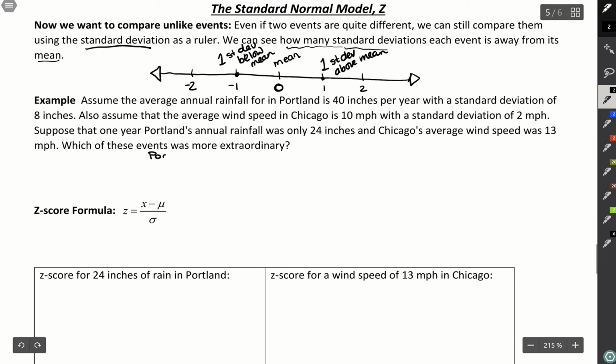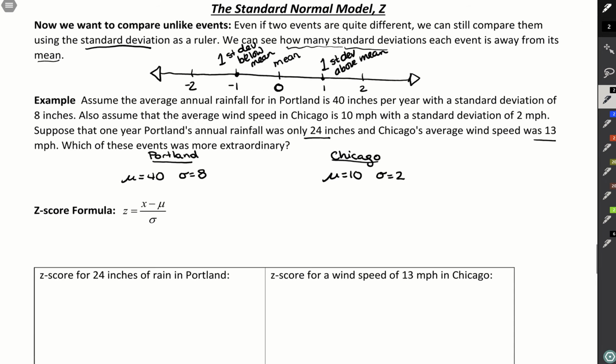With Portland rainfall, we have a mean of 40 and a standard deviation of 8. And with Chicago wind speed, we have a mean of 10 miles per hour and a standard deviation of 2 miles per hour. What we want to compare is that Portland had annual rainfall of only 24 inches, something very below average one year, and Chicago had an average wind speed of 13 miles per hour, something above average. But we can't compare these yet because of different units.